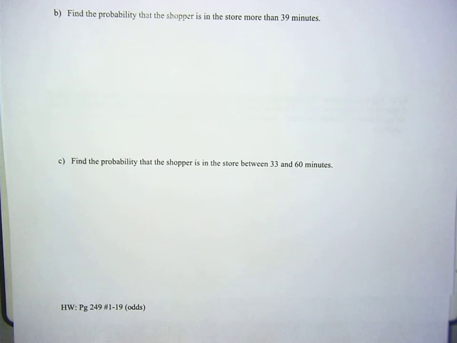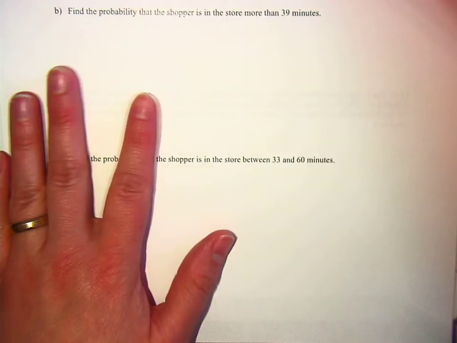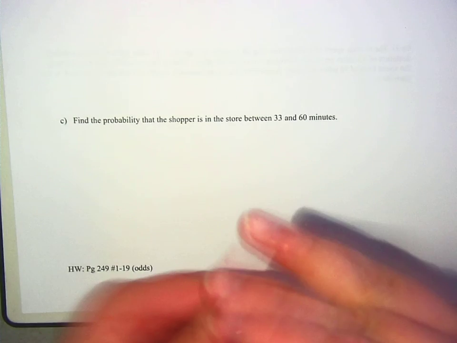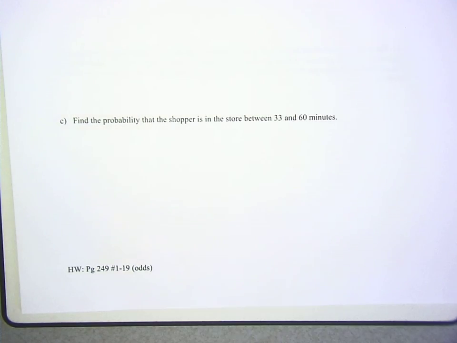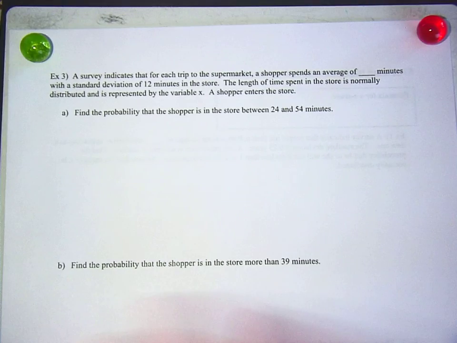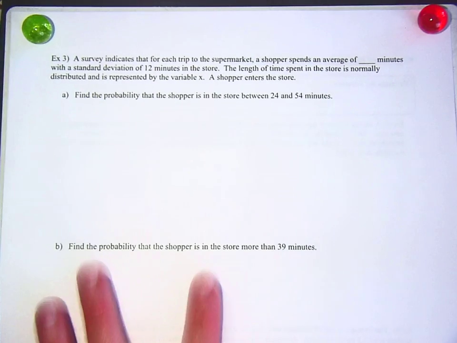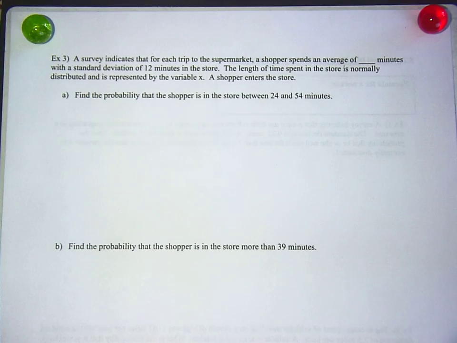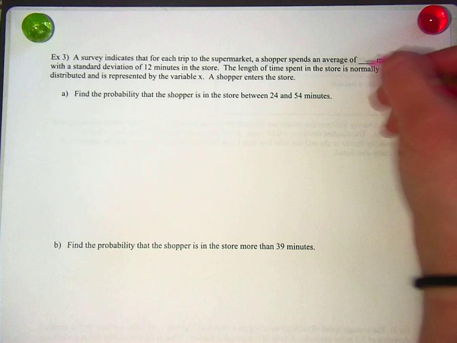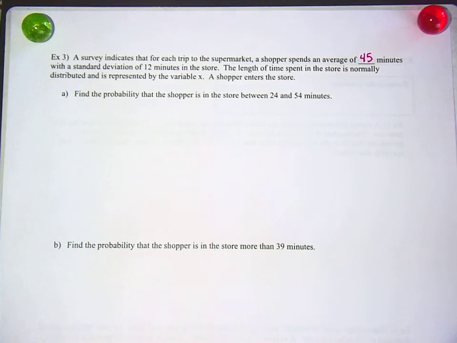All right, what do you think about this one? What is the average amount of time somebody spends at a trip to the supermarket? I'm gonna take one. Anybody want to take a random guess? 45 minutes. No joke. Totally right. Nice job.